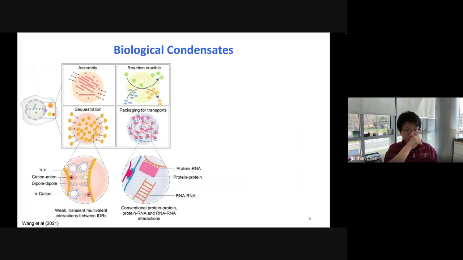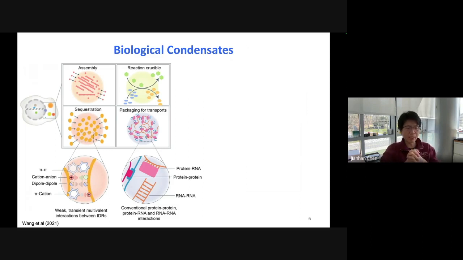So since then, there has been a lot of excitement in the field in the last 10 years. People now discover that this is a really prevalent phenomenon in biology, appears to play important roles in many different biological processes, and has been implicated in different kinds of human diseases and disorders. So there has been really strong interest in the biology field to study this phenomenon.